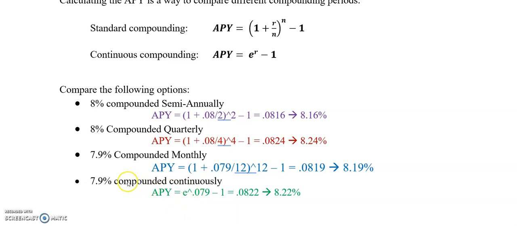And then in our final example, you'll notice that it's compounding continuously, so we're going to use our APY for continuous compounding, plug in our value, and we end up with 8.